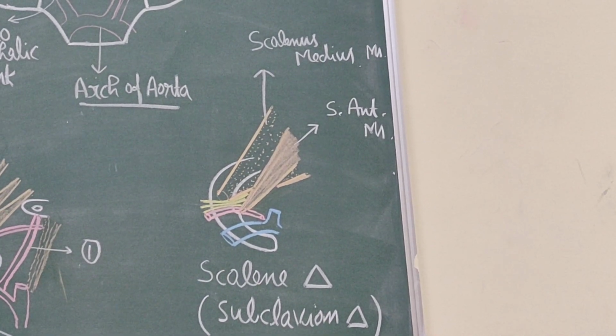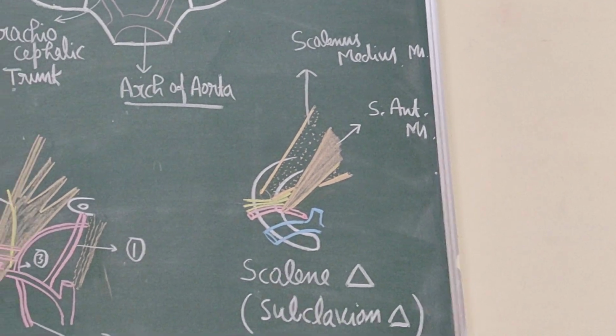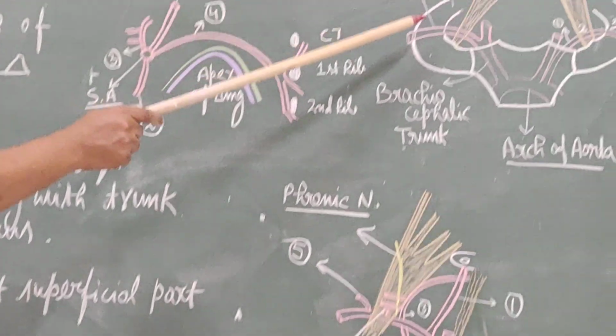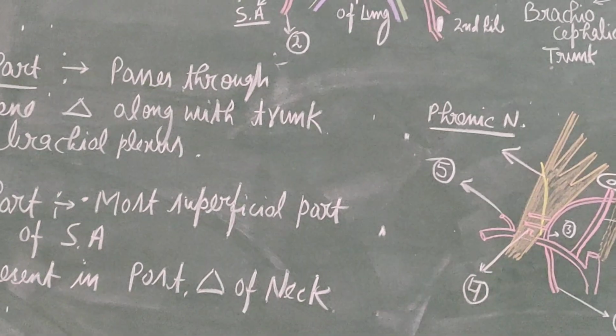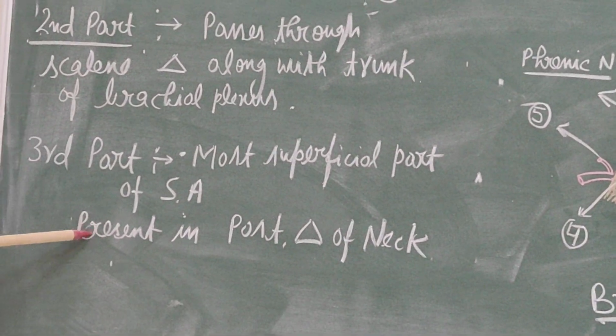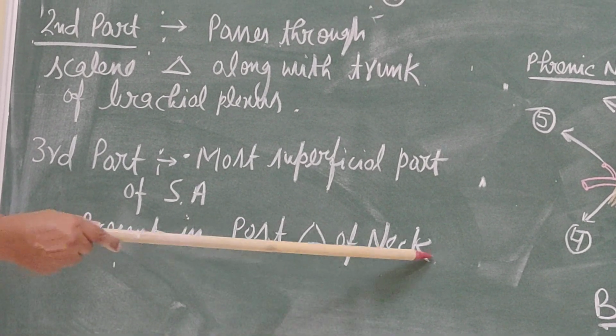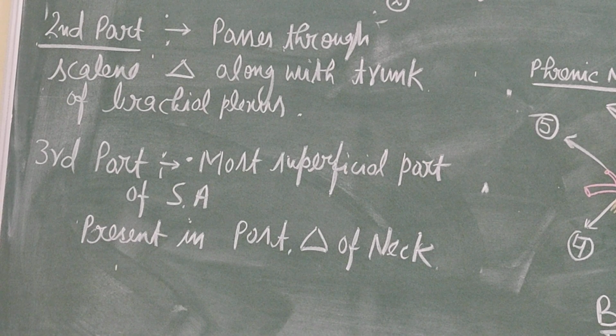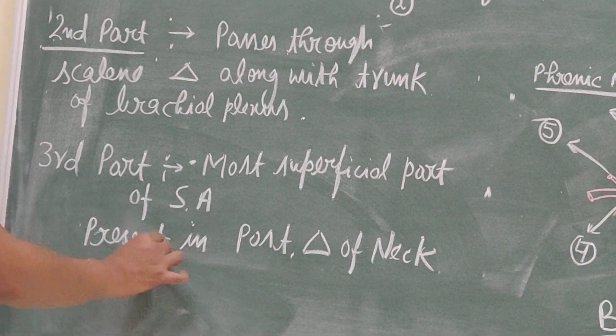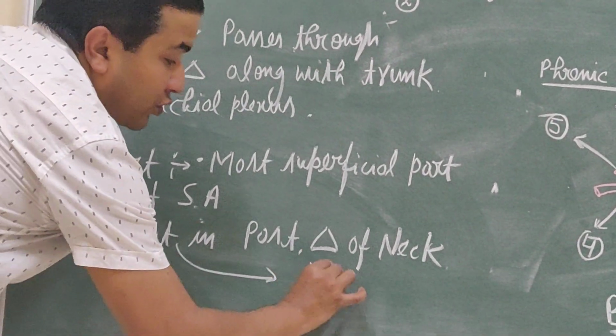Now the third part. This third part is the easily accessible part of the subclavian artery. It is the most superficial part of the subclavian artery, and this part of the subclavian artery is present in the posterior triangle of the neck. Generally, this part gives no branches.